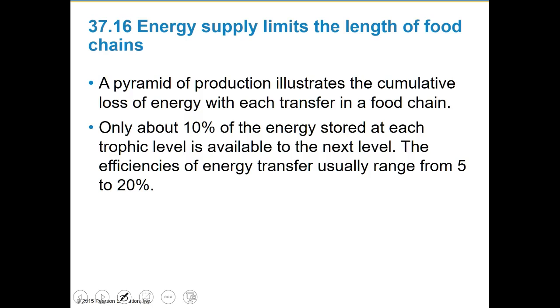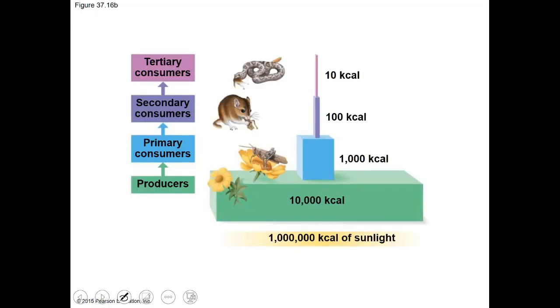Alright? So a pyramid of production illustrates the cumulative loss of energy with each transfer in the food chain. This part is really important, and I've seen them put this on the STAR test several times. Only about 10% of the energy stored at each trophic level is available for the next level. The efficiencies of energy transfer usually range from 5 to 20%. So this is key: as you move up the trophic levels, there's not that much available.